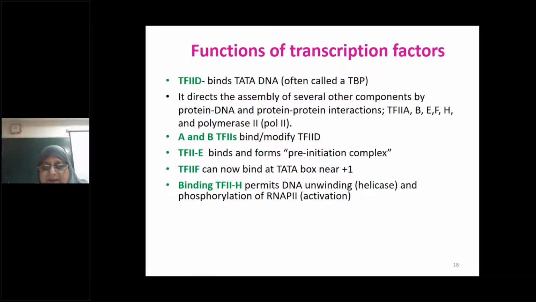Transcription factors 2A and 2B bind or modify the transcription 2D, while 2E binds and forms a pre-initiation complex. 2F will now bind at the TATA box near +1, the site of initiation. And transcription factor 2H permits DNA unwinding by helicase and phosphorylation of RNA polymerase 2. So phosphorylation will lead to activation of RNA polymerase 2.